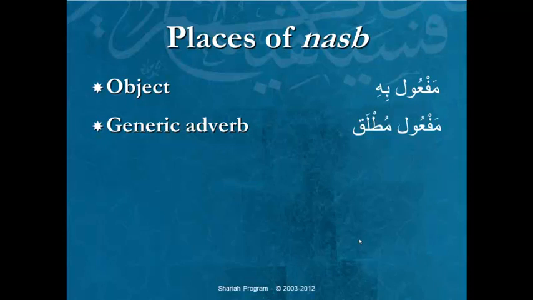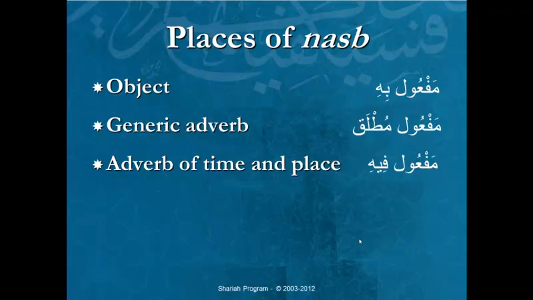So we have the object called maf'ul bihi, we have the generic adverb, which is the maf'ul mutlaq, and now we're going to move on to the where and when one, the time and place one, called maf'ul fi. After that we have the reason and cause one, the one that in English should have existed but doesn't, for the purpose of discipline.